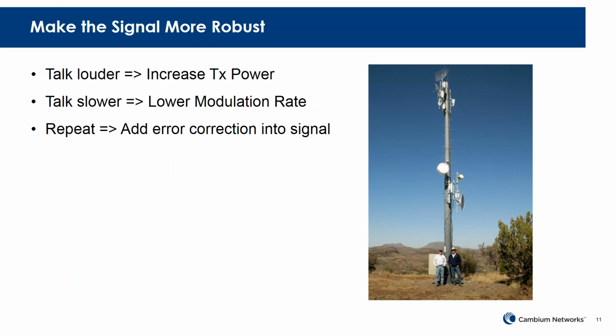And we do the same in wireless. We add error correction. We add extra bits in there for redundancy so that if an error comes across, sometimes we can correct it. And if we can't correct it, hopefully we at least detect it and can discard it so a retransmit can occur. But those are all aspects of making the signal more robust.